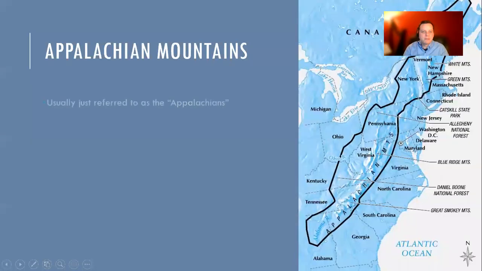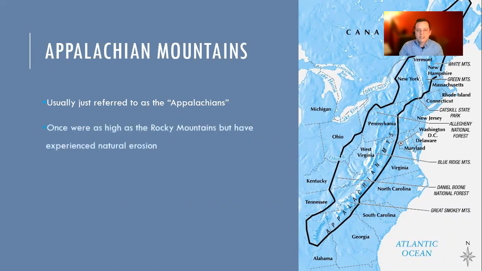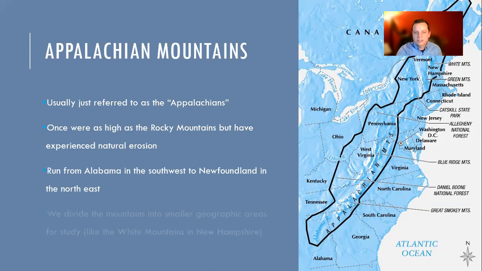But more about the Appalachian Mountains. Usually people just say the Appalachians. They'll usually drop the mountains, kind of like when we talk about the Rocky Mountains. You can just say the Rockies. People will know what you mean by that. So they are quite big. You can see on the map now going from Alabama all the way into Canada. They were as high as the Rocky Mountains at one point, but they're very, very old. So they've experienced erosion from wind and rain and snow and other weather like that. And they go from Alabama in the Southwest all the way over to Newfoundland.